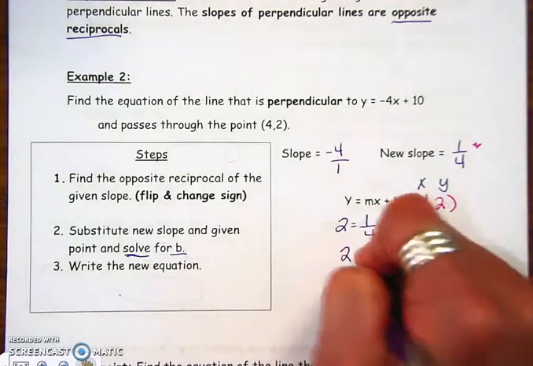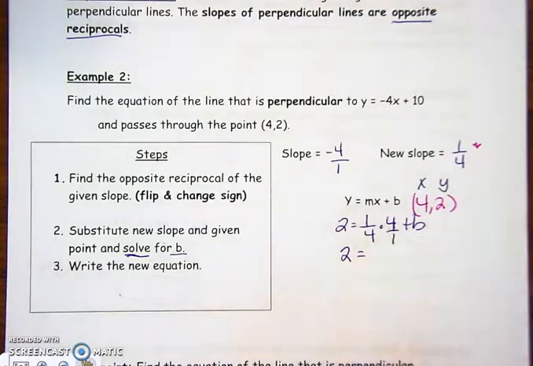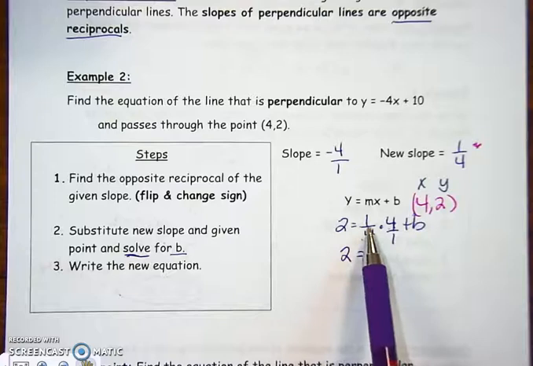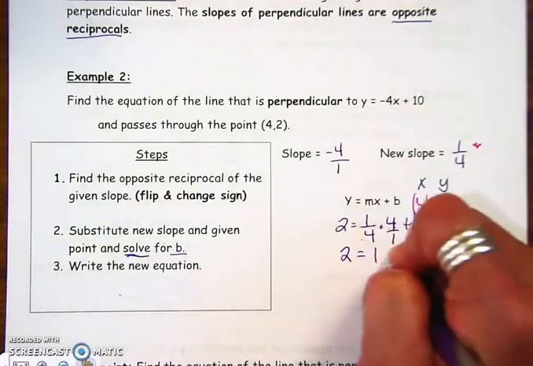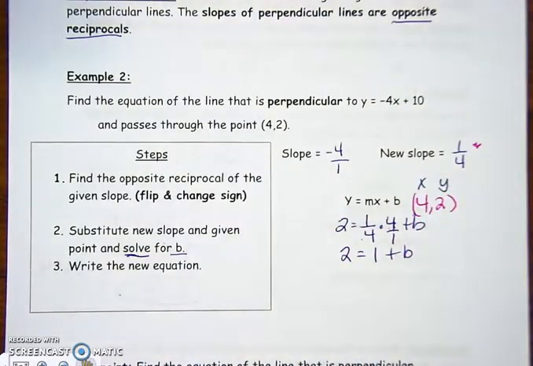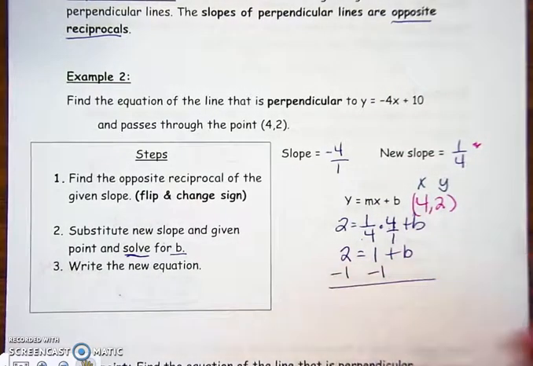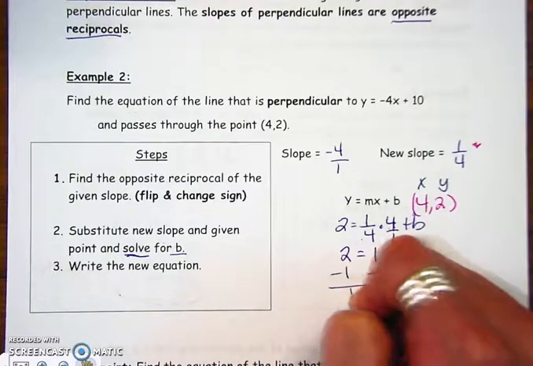When I simplify, I have 2 is equal to, and here I'm going to multiply this fraction times the whole number straight across. So 4 times 1 gives me 4 at the top and 4 at the bottom. 4 over 4 is simply 1. And this is plus b. From here, to get rid of this 1, I need to use the inverse, so I'm going to subtract 1. And therefore, b is equal to 1.